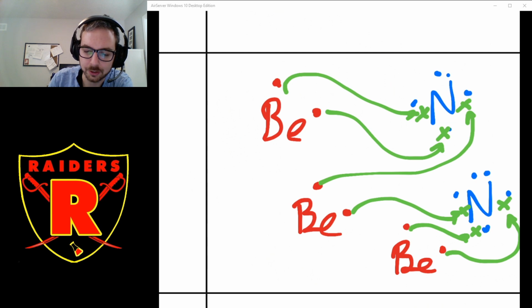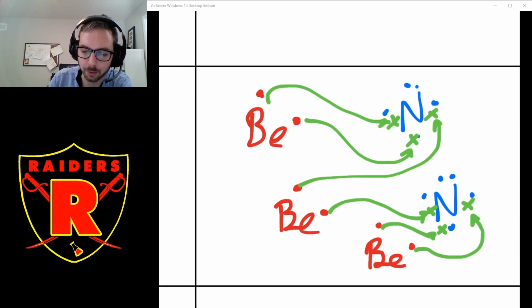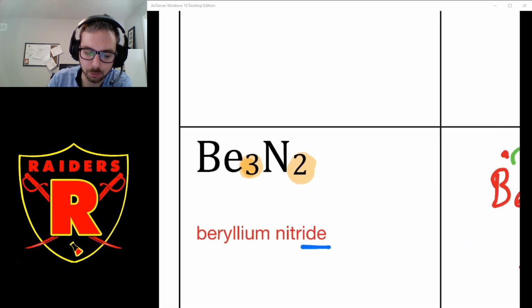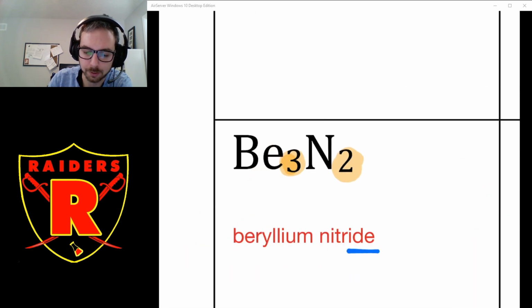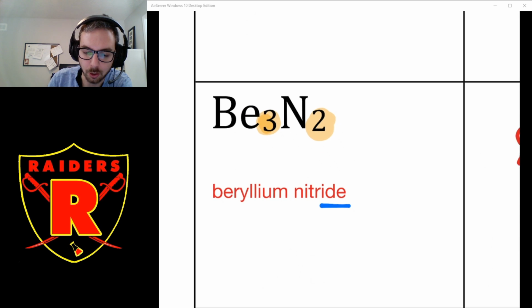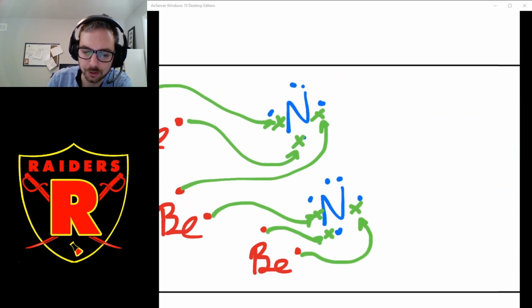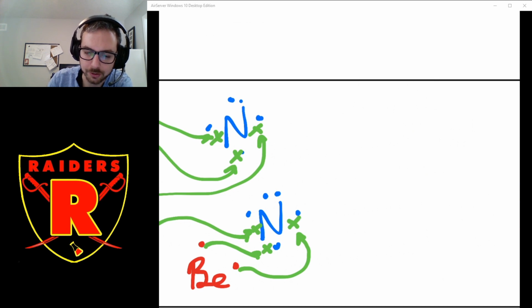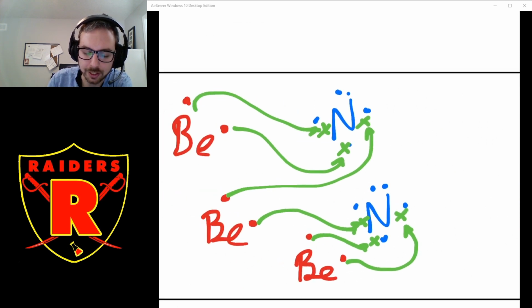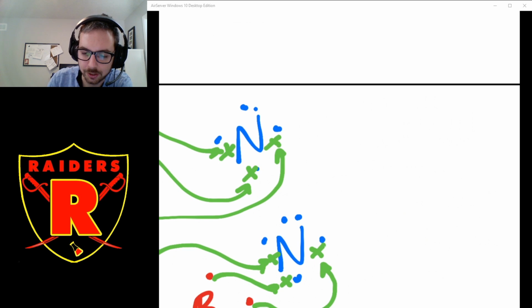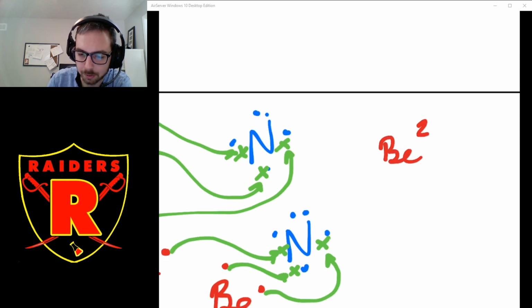So in order to make this bond work, you have to have the right number of the metals and the nonmetals. So this ratio between the two of them, 3 berylliums and 2 nitrogens, is the only ratio that'll actually allow them to be happy with each other. So we need to draw my ions out here. Each beryllium is going to give away 2, so that means beryllium is going to become 2 plus.